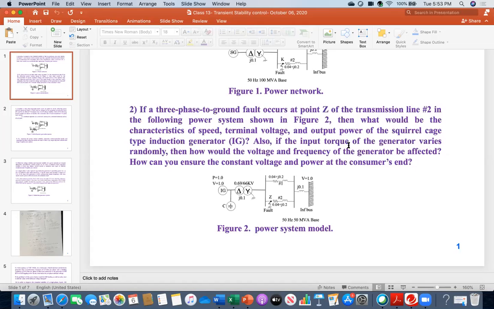Your input torque is coming from your source, from your fuel source. For example, think about a wind generator. Because wind speed is varying, you have no control. Now on the mechanical side, once the variation comes on the shaft, in case of a wind generator, there is a pitch control system. You can control that.